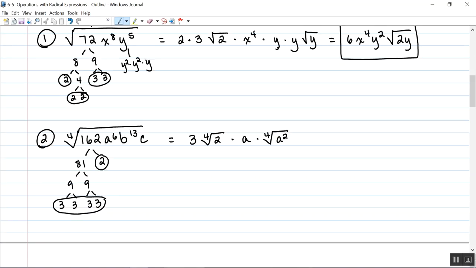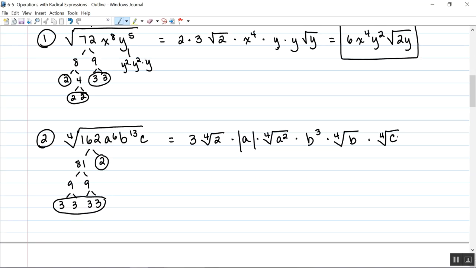Okay, and let's see, I do have an even root of an even power, and I did get an odd answer, so I do need to put bars around that. Now b to the 13th, I could think of that as b to the 12th times b to the 1. The 4th root of b to the 12th is going to give me b to the 3rd, and then I'll have the 4th root of b. And then c to the 1 is just going to leave me with the 4th root of c.